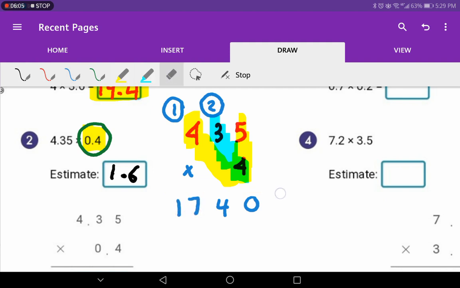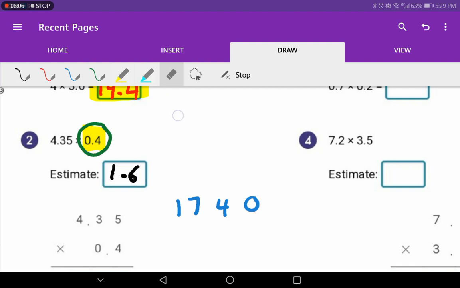So I got this product. Now we have to set the decimal point. From my estimation, I know where the decimal point is. Clearly it is here. But from my technique, I have to count how many digits are here after the decimal point. It is 1.